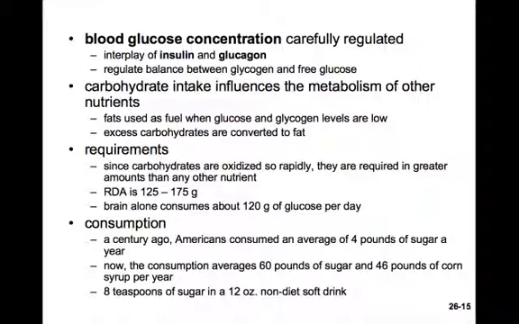Each individual in the United States, on average, consumes 60 pounds of sugar and 46 pounds of corn syrup each year. Over a century ago, Americans consumed an average of 4 pounds of sugar a year. So we are grossly in excess of our needs of sugar consumption. When you think about it, many of these packaged products are so highly based on high fructose corn syrup. An example, a can of non-diet soft drink has 8 teaspoons of sugar in just a 12-ounce serving.